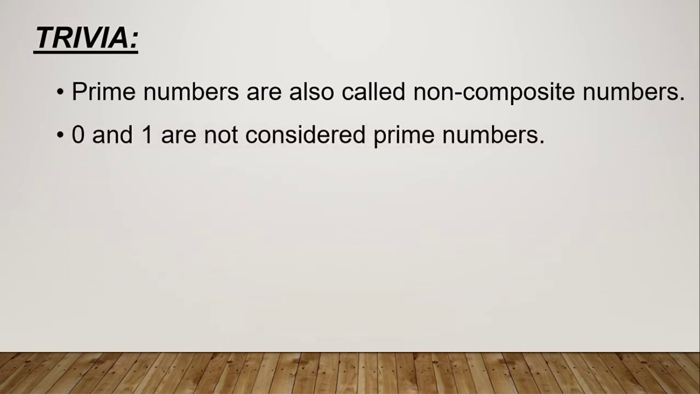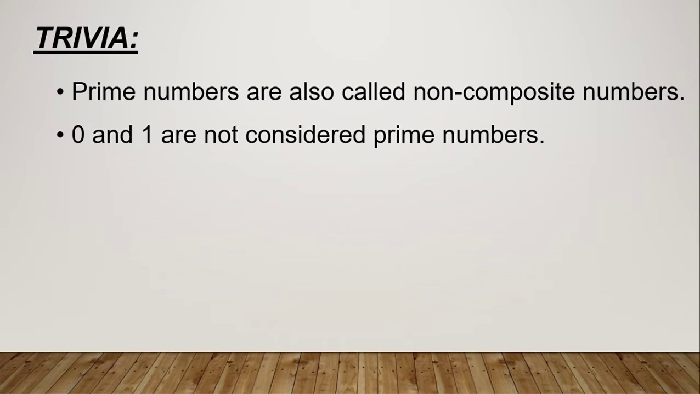Next, 0 and 1 are not considered prime numbers. Why? It is because when we multiply 0 by any number, the answer would be 0. Thus, it is not included in the principle of a prime number. While the case of 1 is different. I've mentioned earlier that 1 is not a prime number because the factors of 1 are 1 and itself, therefore they are the same.